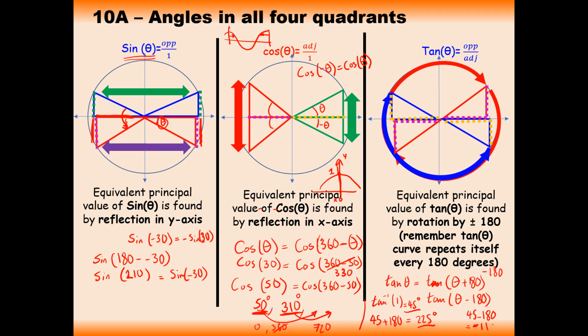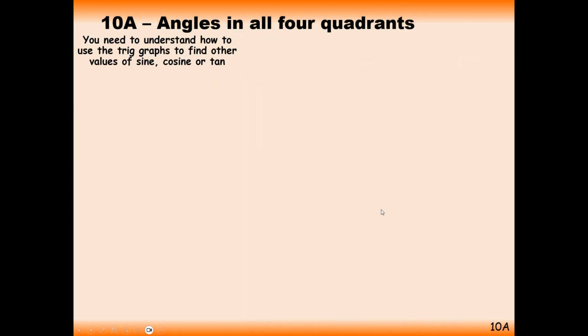45 minus 180 would give us negative 135. All right, so these angles are equivalent angles when we're using tan. It depends on the problem. If you're using tan, you're going to use these identities. If you're using cos, remember this identity. And if you're using sine, remember the identity: sine of theta equals sine of 180 minus theta. With those, let's solve some problems.